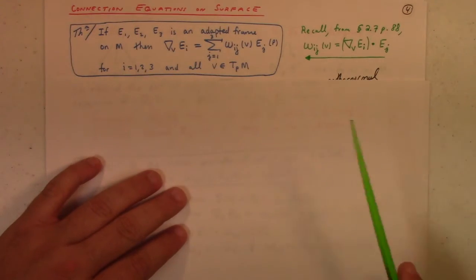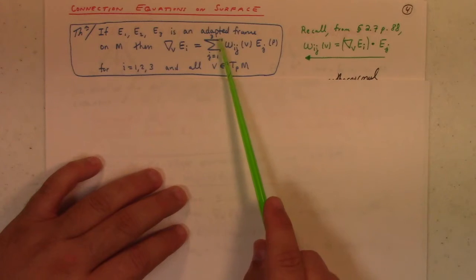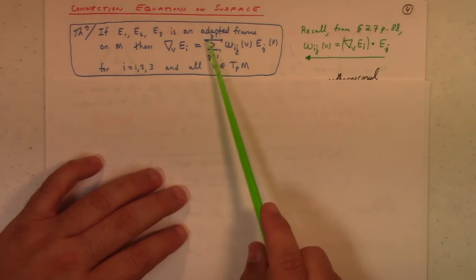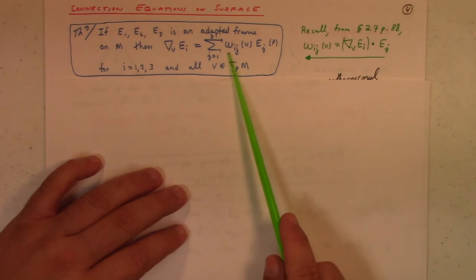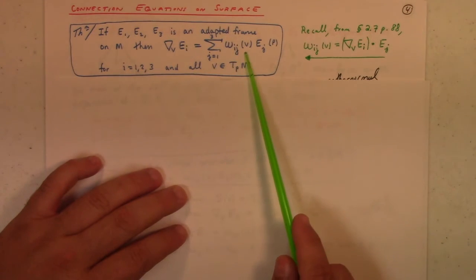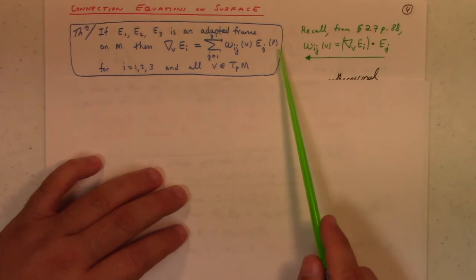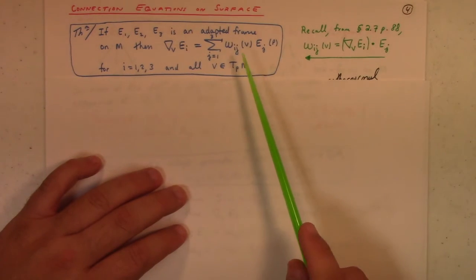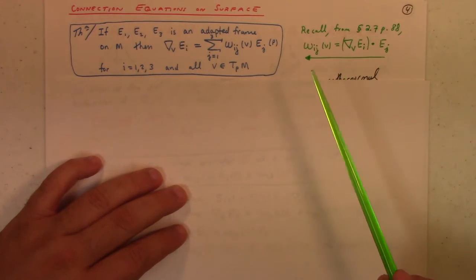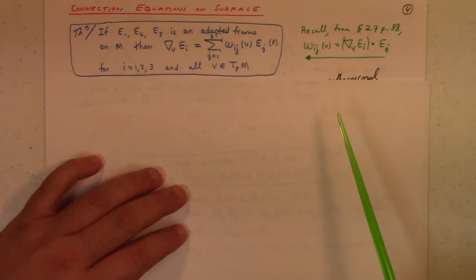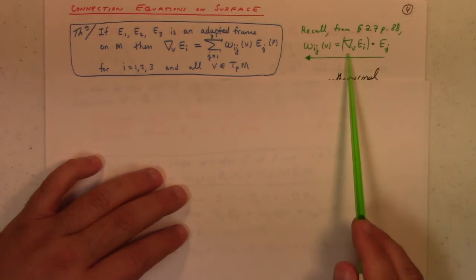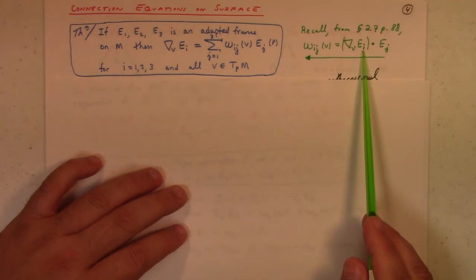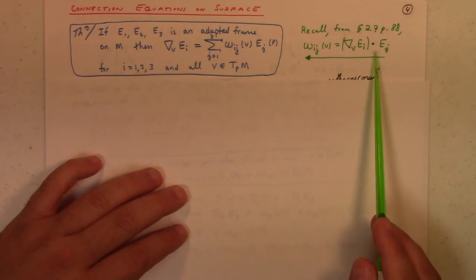So connection equations on the surface, then. Basically, this is the theorem we had before. If E1, E2, and E3 is, we didn't have the word adapted before, we just had a frame field, then the covariant derivative in the v direction of Ei is equal to the sum over j from 1 to 3 of omega ij, the connection forms acting on v, times Ej at p. Now, adapted means that E3 is serving as the unit normal. We'll talk more about that, but just to remind you, omega ij was the covariant derivative of Ei in the v direction dotted with Ej.